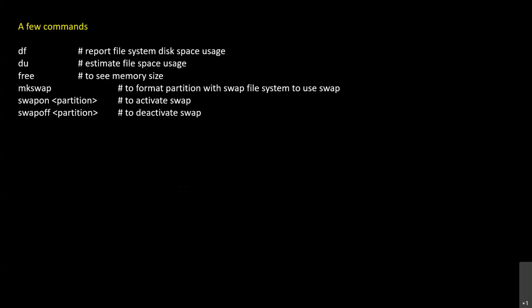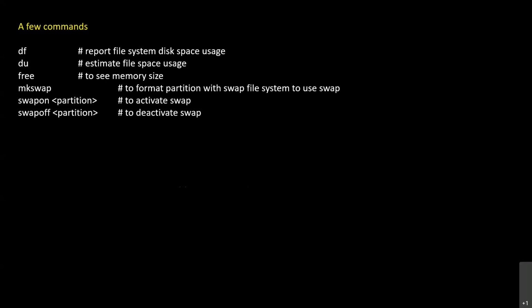And a few important commands for partitions and logical volumes. We can use df. It reports the file system disk space usage, and du estimates file space usage. And free to see the memory size. And mkswap to format a partition with the swap file system to use as swap. And swapon to activate a swap, and swapoff is to deactivate swap.